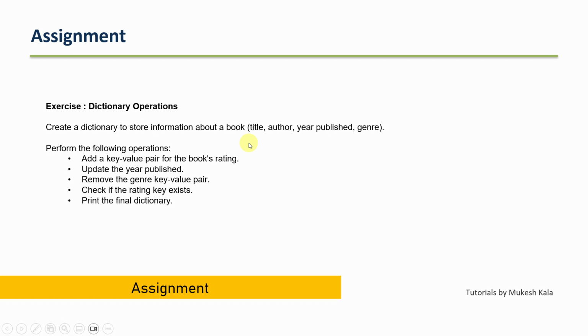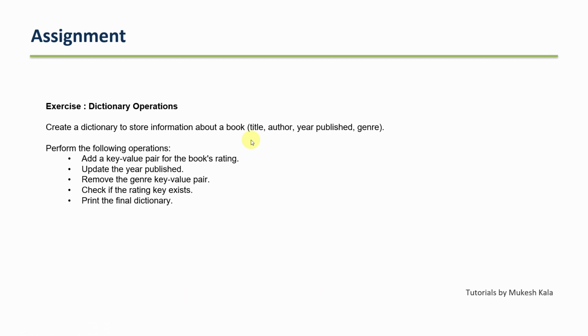You have to create a dictionary that stores the information on a book. The dictionary should have a title, author, the year it was published, and what genre it is, whether it's a comedy, a horror, or a thriller. That information you have to store in a dictionary, and you can call it anything. Once the dictionary is created, you have to perform these 5 operations on the dictionary.